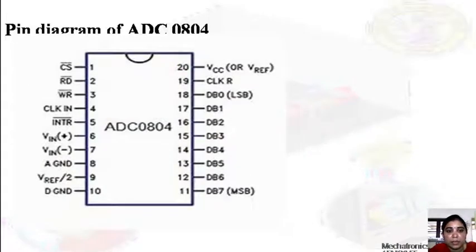This is the pin diagram of ADC, and the IC which we are using for analog to digital converter is ADC 0804. This IC is of 20 pin DIP, and a few important pins of ADC are chip select, that is CS, read RD, write WR, clock in, then interrupt, and 8 data pins.